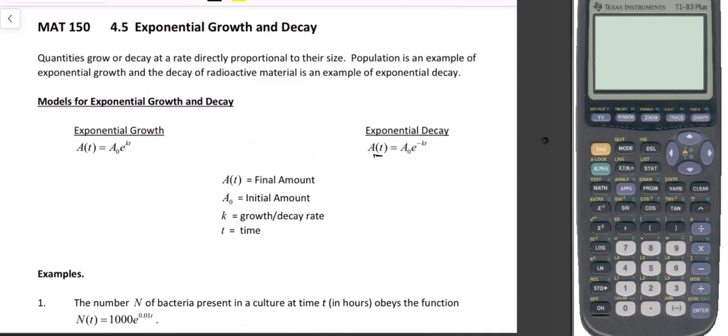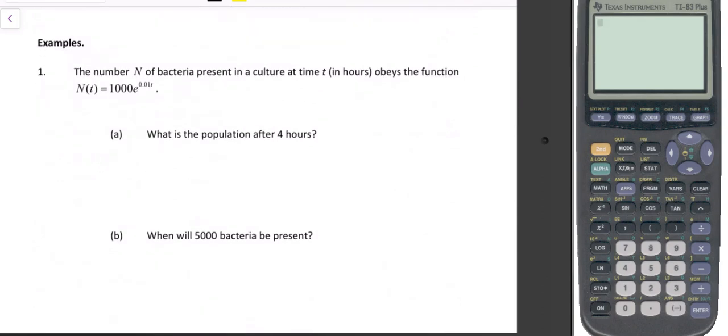In this first example, we're talking about bacteria, and we've got the number of bacteria present in a culture at time t, and so this time my units on t is hours, and it obeys the given function here. So this obeys exponential growth. We can see that it's exponential growth because it's that exponential function and my base is e. So if we look at this compared to that formula, and let me just rewrite that formula. The basic formula for growth was A of t equals A naught e to the kt.